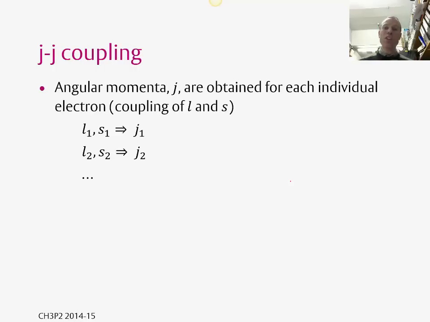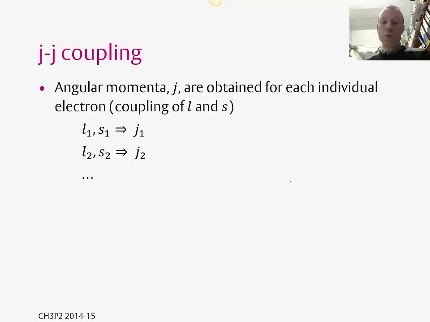First, let's think about JJ coupling, just so you're aware of what it is and how it works, and then you'll see the differences when you go on to look at the Russell-Saunders coupling. So we've got our electrons in an open shell, in an incomplete shell. The electrons will be in orbitals with different L, and they'll have different ML. They'll have different S values or MS values depending on whether they're spin up, spin down, and so on.